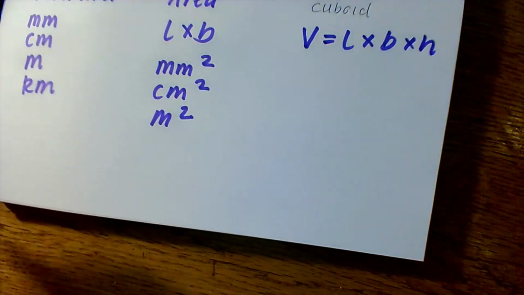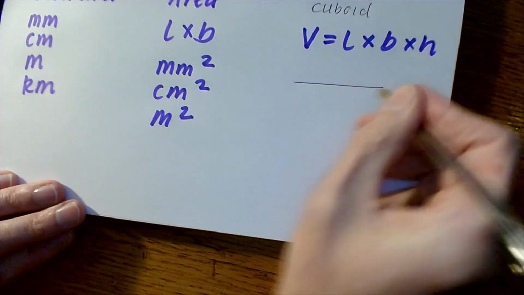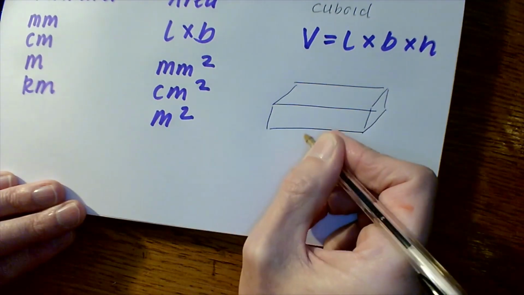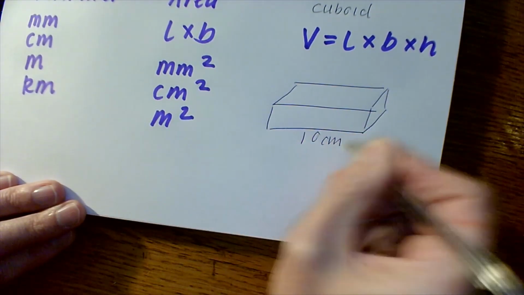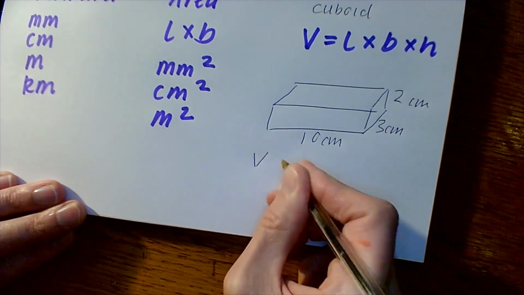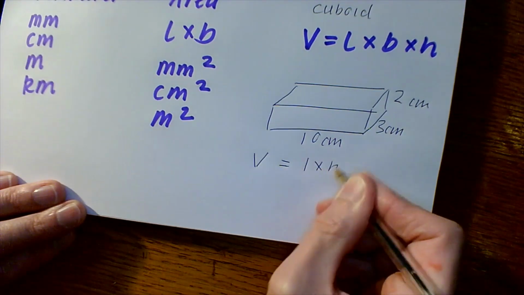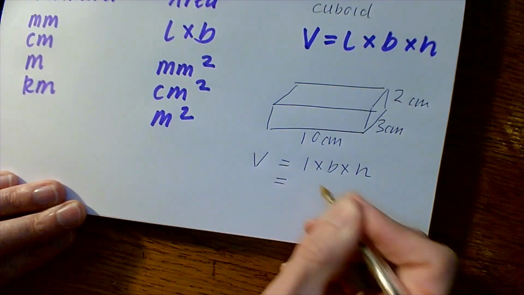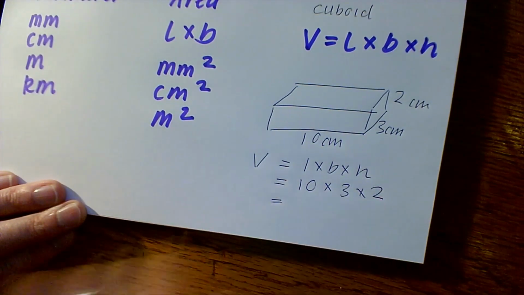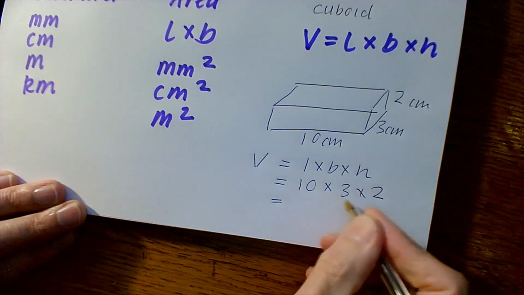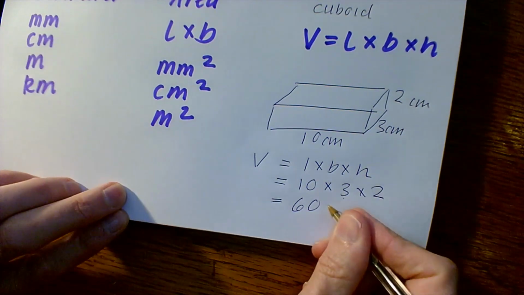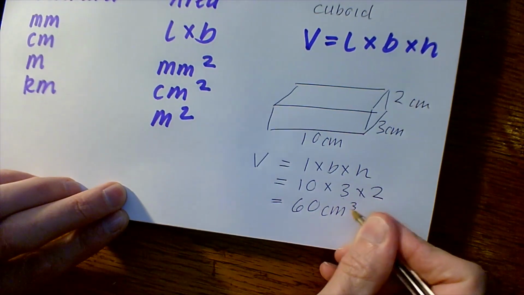So, if we have a cuboid, let's say this one here, bad drawing, 10 centimetres by 3 centimetres by 2 centimetres. To find the volume, it's that old story, we need to show that we can remember the right formula. We need to fill in the right numbers, 10 times 3 times 2. So that is 30 times 2, 60. And because it's a three-dimensional shape and we're finding the volume, it's centimetres cubed.